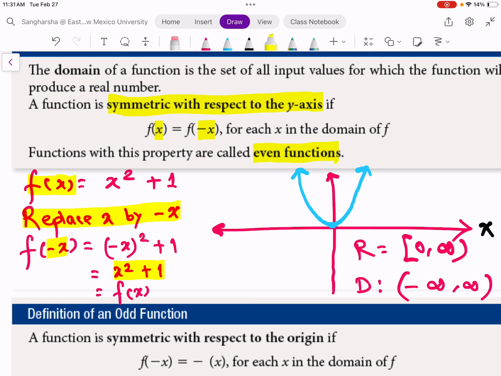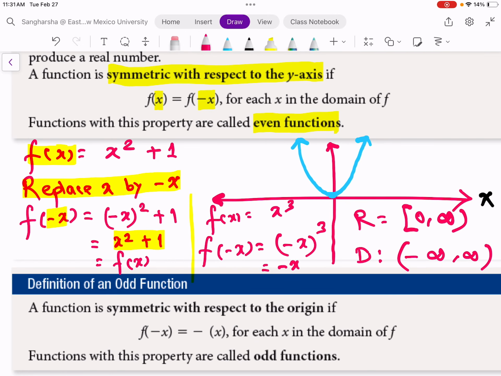For example, let's do one which is not even. Say we have f of x equals x cubed. Now you replace x by negative x. So we have f of negative x equals negative x cubed. And what is the cube of negative x? Negative x cubed, right? Now after replacing x by negative x, do we get the same function? We have a different function. We had x cubed, but after replacing x by negative x, we have negative x cubed. These are different functions. It means this function is not an even function.